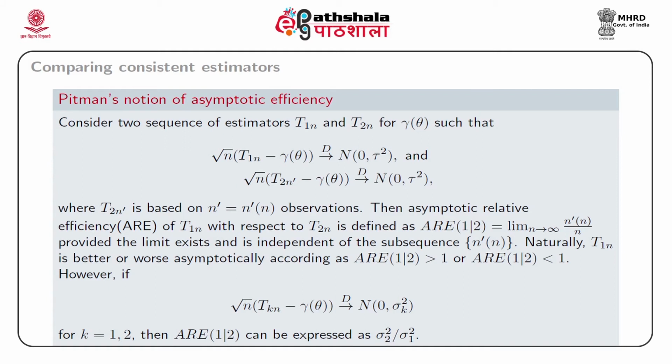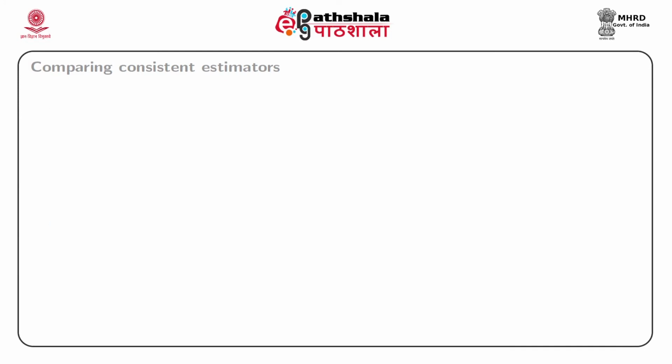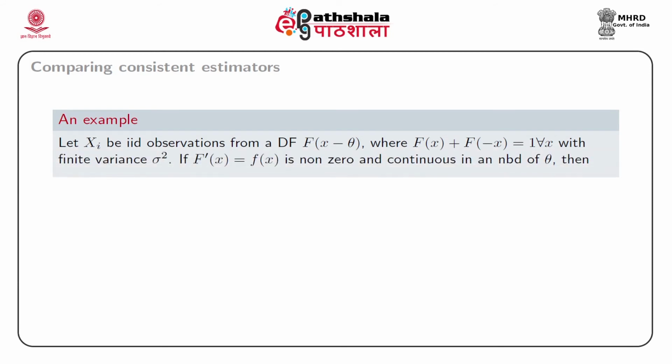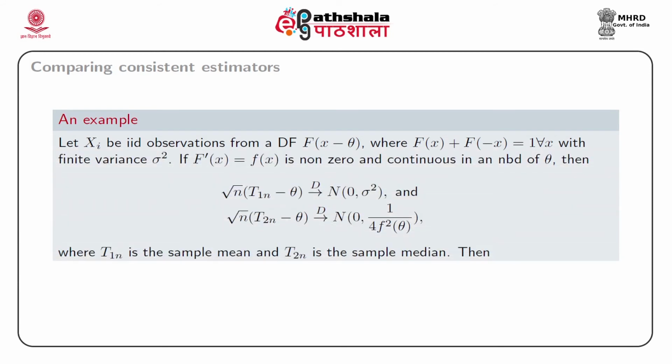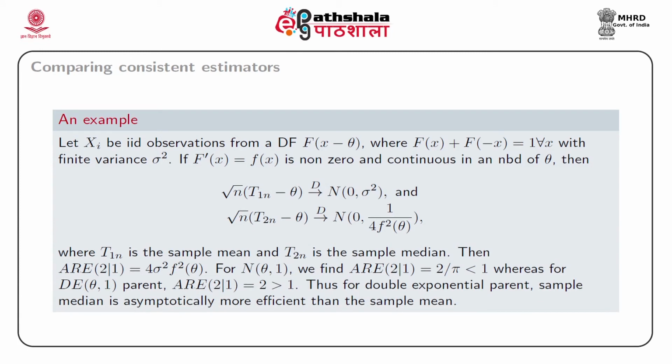However, if the large sample distribution of Tkn is normal with mean 0 and variance sigma k square, then this ARE can be expressed as sigma 2 square divided by sigma 1 square. So let us consider a very simple example. This compares the sample mean and sample median. Let Xi be IID observations from a distribution function given by F of x minus theta, where F of x plus F of minus x equals 1 for all x, that is symmetry, and we also assume that the variance of the observations is sigma square and is finite.